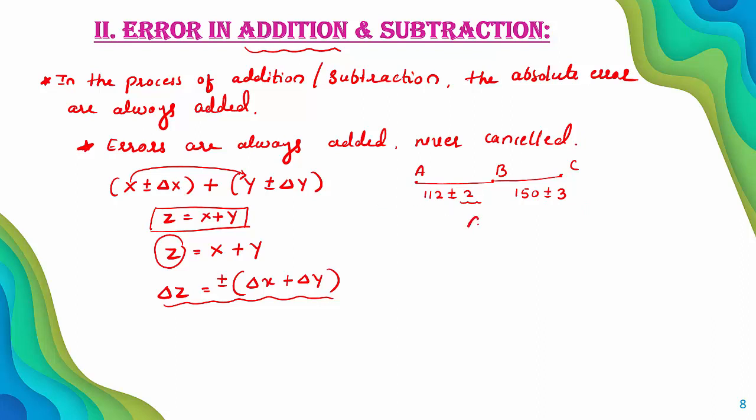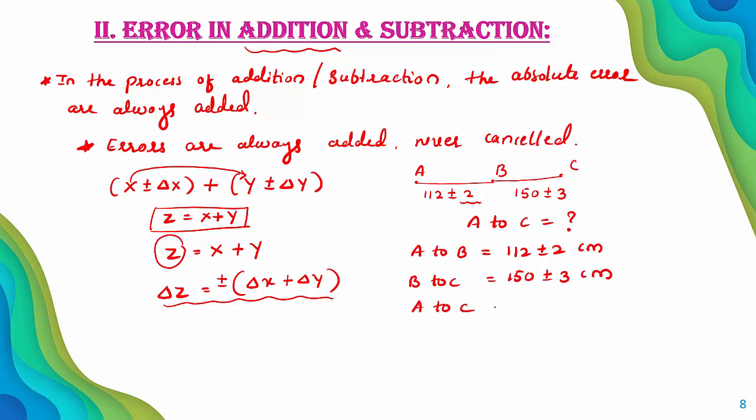Now let us find the distance between A to C. A to C is how much? See here, A to B is given how much? 112 plus or minus 2 centimeter. Then B to C distance is 150 centimeter plus or minus 3 centimeter. Now we have to find A to C. What we have to do now? To find the total length, we can go for the mathematical operation addition.